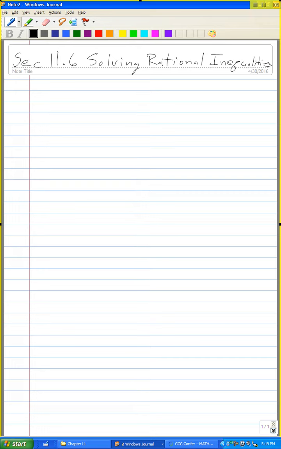Let me do, on page 494, problem number 2: x plus 2 over x minus 3 greater than 0. Just like in the previous section, we want to put this into factored standard form, and it's already in a simplified standard form. So let's determine our critical numbers.